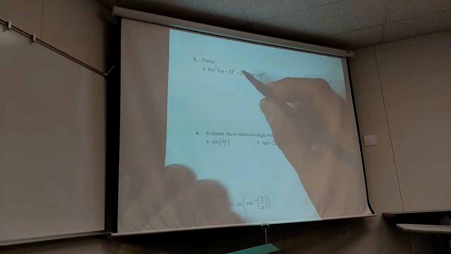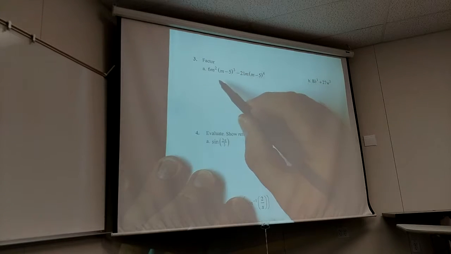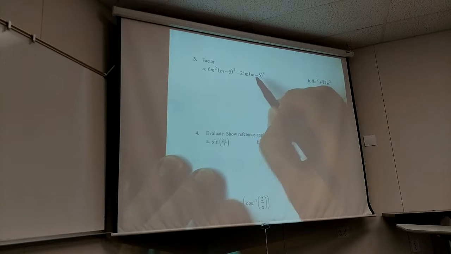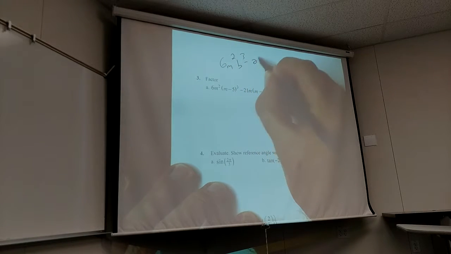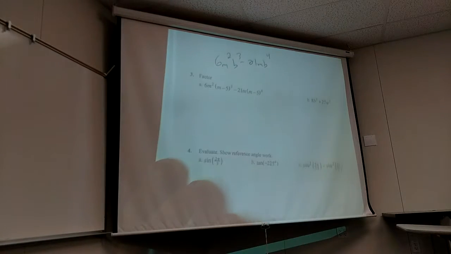You're like, we don't know you, man. I don't know what you're going to do. But what did you do? Did anybody do anything? So what if I write this? 6m squared b cubed minus 21m b to the 4th. What kind of problem is that?